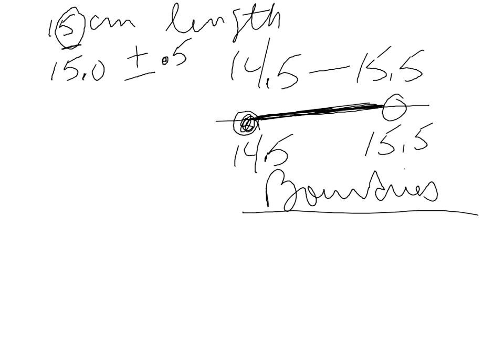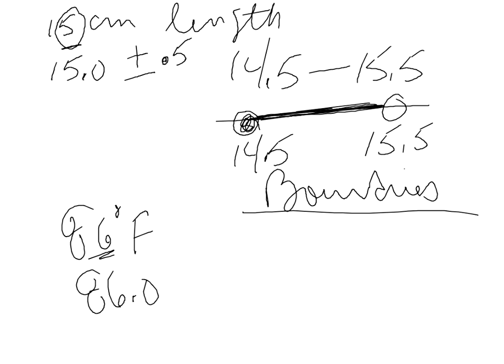Okay, how about the next one? There is a temperature of 86 degrees Fahrenheit. Well, again, this measurement has been assumed to be rounded off at the ones place, so I'm going to write it as 86.0 because that's the next place value where they would have rounded to.